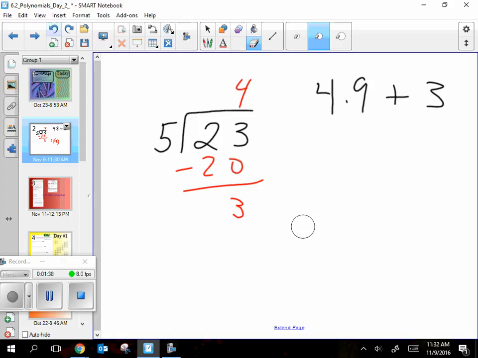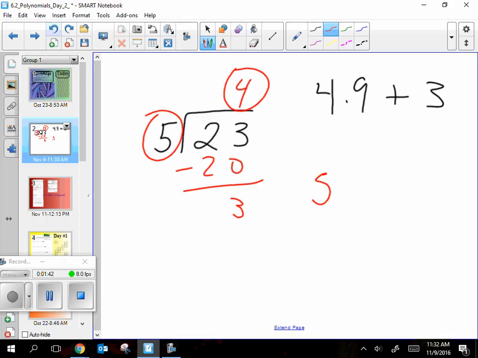What we want it in is 5 times the 4 doesn't actually work. We got to kind of like help it out a little bit by adding the remainder. Raise your hand if you had 5 times 4 plus 3. Okay, good. Now use the same concept to do this one.